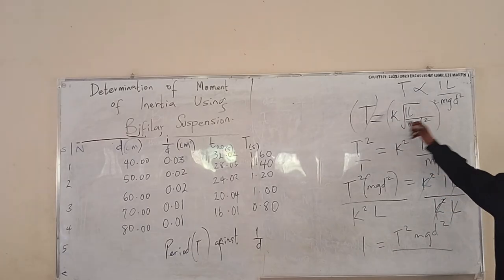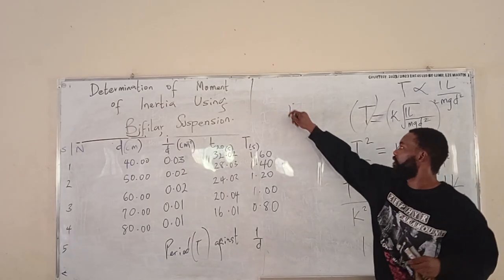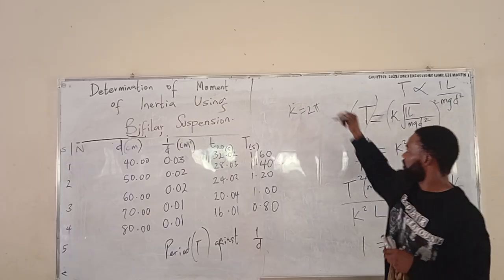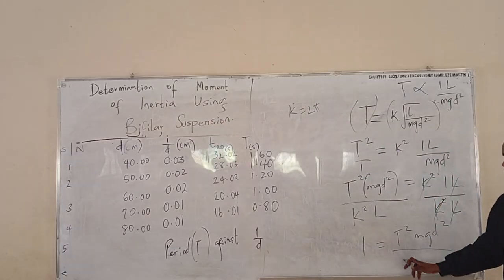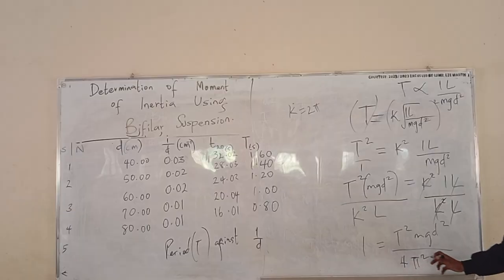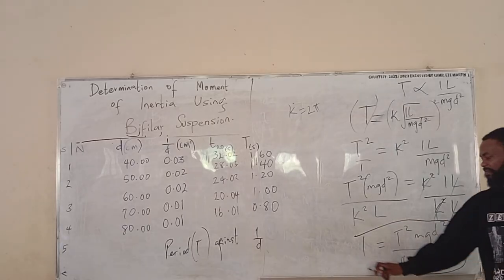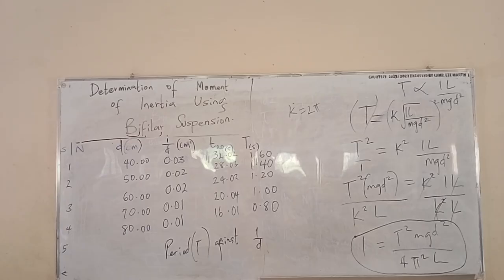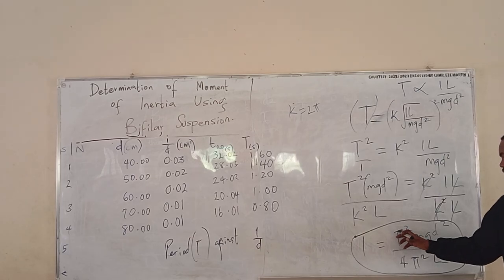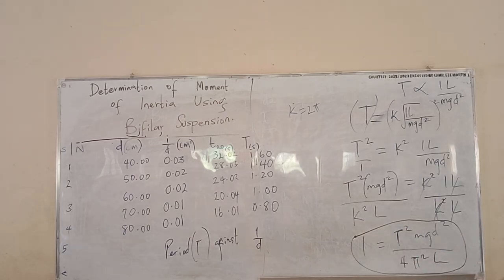Do you remember that K is equal to 2 pi? That means it will be 4 pi squared, because 2 raised to power 2 is 4, then L. So please, the formula for finding moment of inertia, notice they made a mistake in your textbook. The formula for finding moment of inertia is actually T squared mgd squared over 4 pi squared L. And this formula will help us.